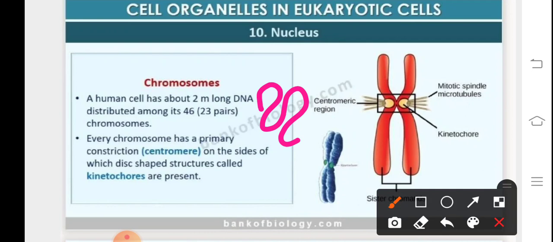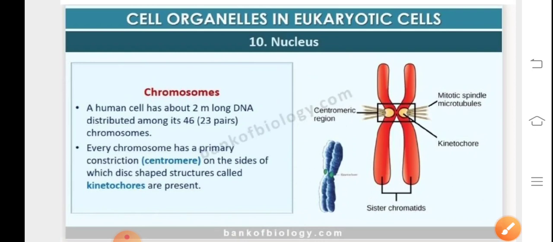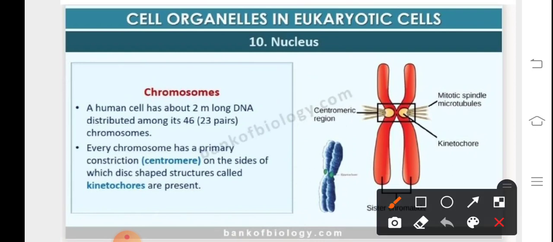It comprises two portions, one which is densely packed and the other which is loosely packed. The area which is tightly packed is the heterochromatin part of the chromatin fiber and it is darkly stained. Whereas the portion which is loosely packed is referred to as the euchromatin part, and that gets lightly stained and takes part in transcription. The genetic material gets arranged in the form of chromosome just before the cell division.